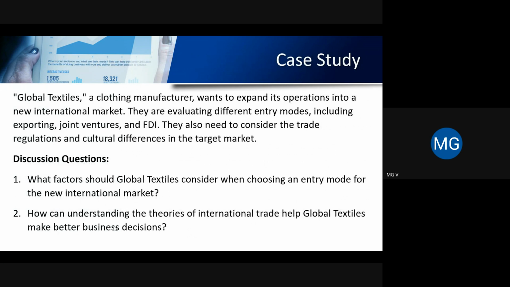Global Textiles, a clothing manufacturer, wants to expand its operations into a new international market. They are evaluating different entry modes, including exporting, joint ventures, and FDI. They also need to consider the trade regulations and cultural differences in the target market. What factors should Global Textiles consider when choosing an entry mode for the new international market?